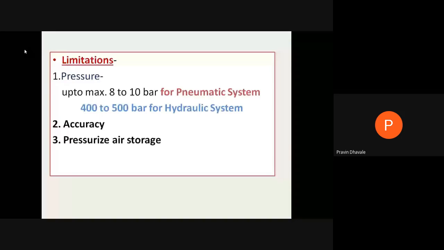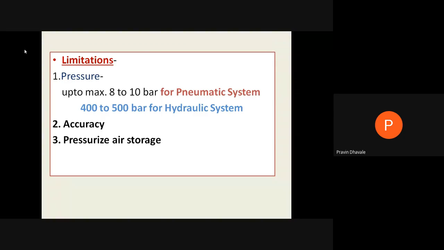Third, pressurized air storage. In pneumatics, air should be compressed and kept under the pressure at all the times, even if there is no load on the pneumatic system.